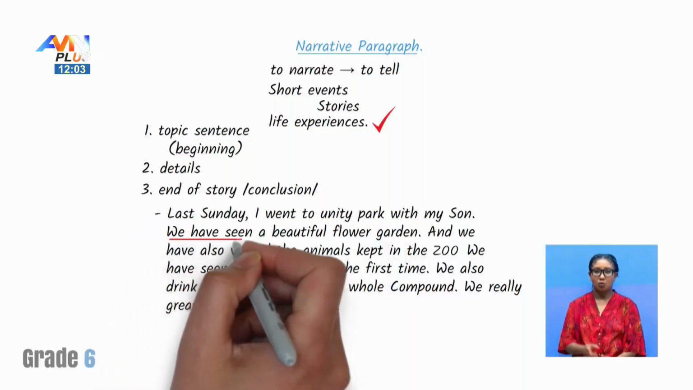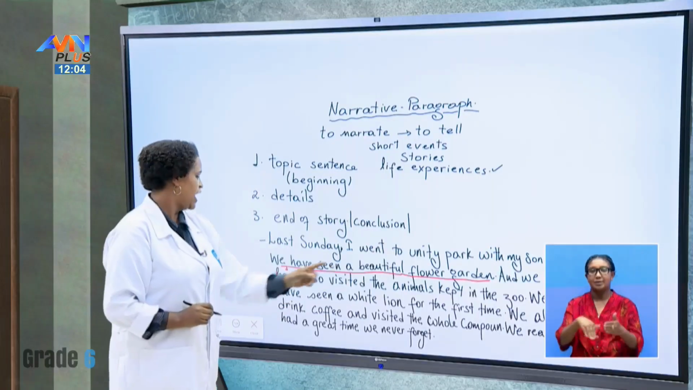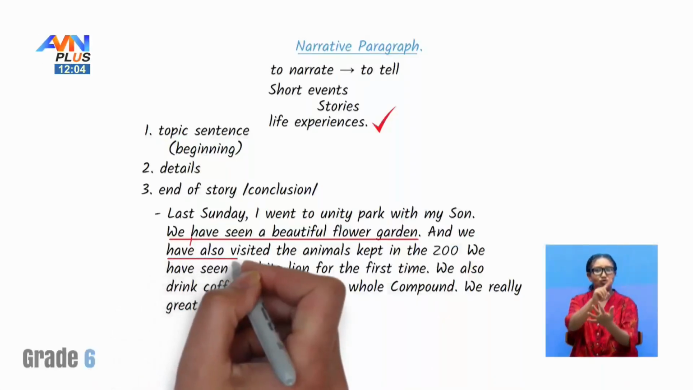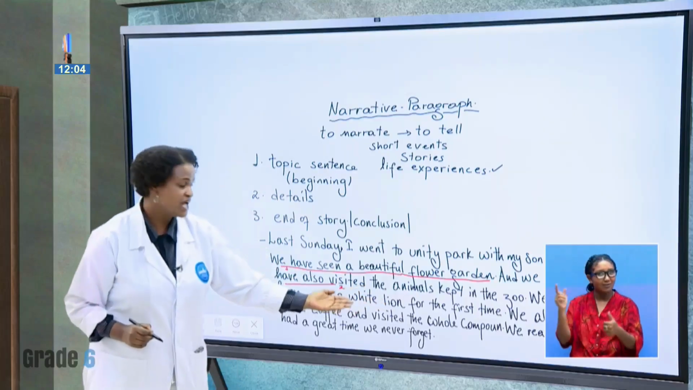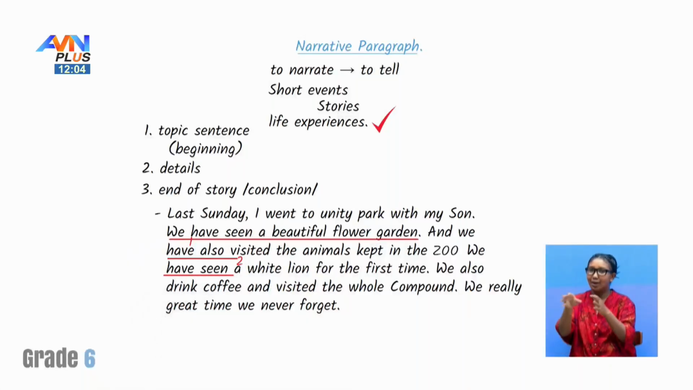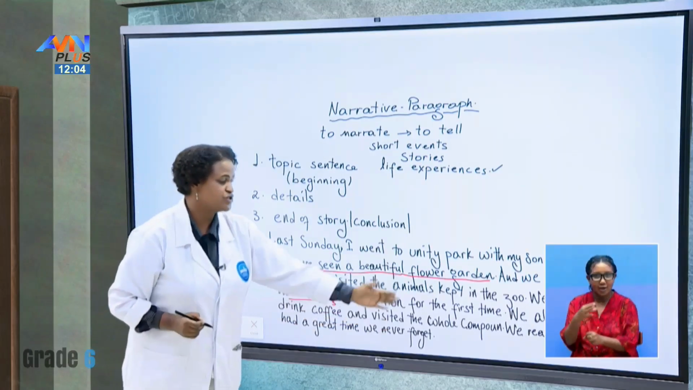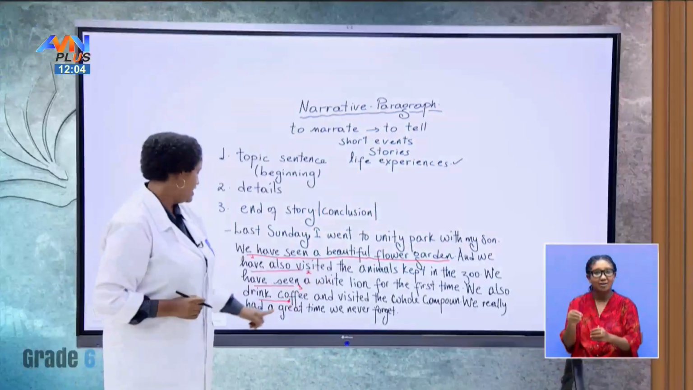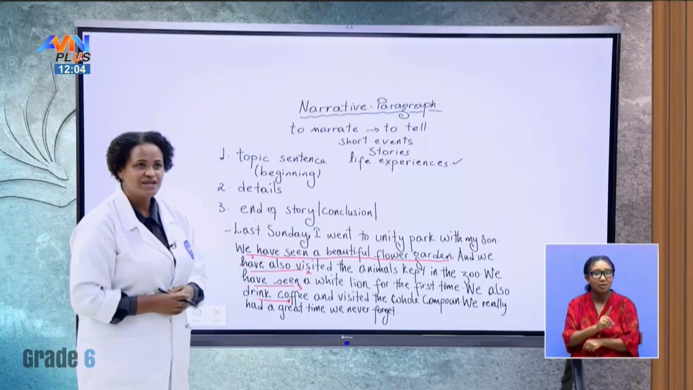We have seen a beautiful flower garden. This is detail 1, all right? Okay, then. And we have also visited the animals kept in the zoo. This is another detail too. All right. We have seen a white lion for the first time, which is a third detail. Okay, wonderful. Then we also drank coffee and visited the whole compound. It is another detail 4. And we really had a great time. And never forget, this is the end of the story.